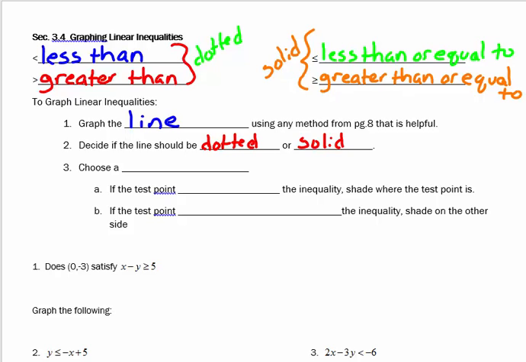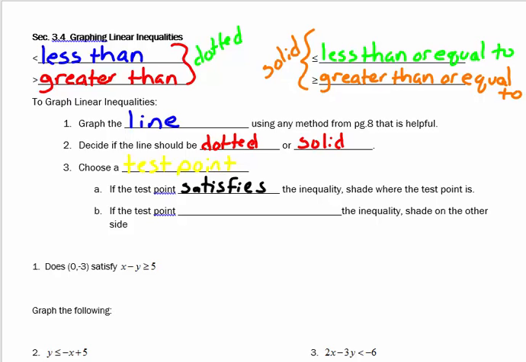Next thing you'll have to do is choose a test point. The test point that I like to choose most often is the origin, 0, 0. But if our line goes through 0, 0, we'll have to choose a different test point. Now once you choose a test point, you plug it back into the original inequality. If the test point satisfies the inequality, shade where the test point is.